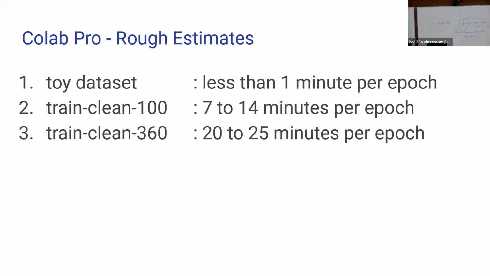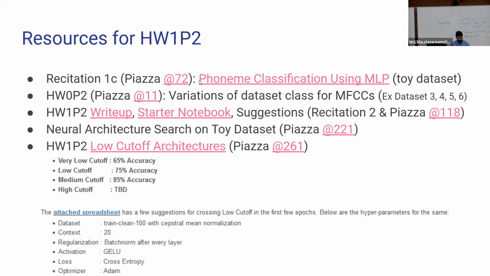Every data set has its own validation. Toy has its own validation, so you have a different value for toy, and you have a combined validation for each. If you check the recitation 1C Piazza post notebook, you'll find the toy dataset. It is also in Piazza post 221 for network architecture search. Both these posts have links to the toy data. And recitation 1C also has code for how to do machine learning on LibriSpeech.